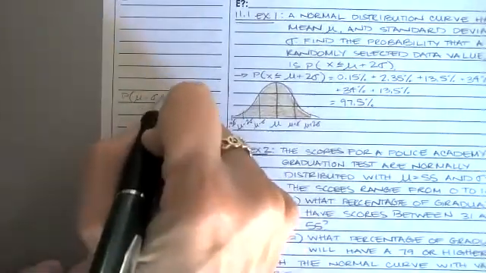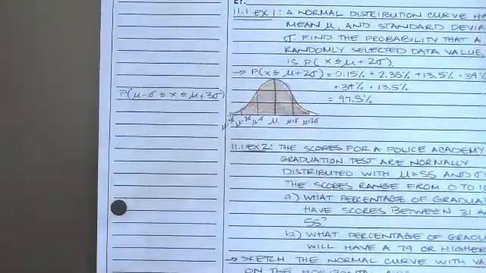It's also possible that we could have something where it was the probability that mu minus sigma is less than or equal to x is less than or equal to mu plus 3 sigma. You could also find that. Does that make sense? Yeah.